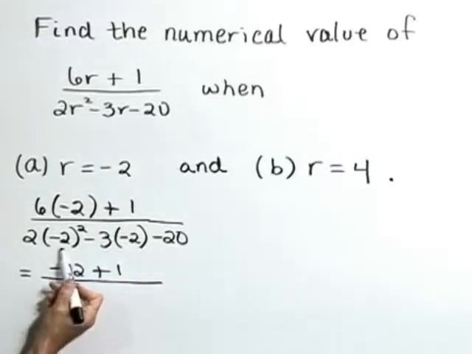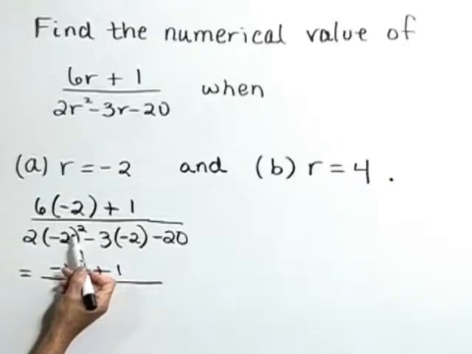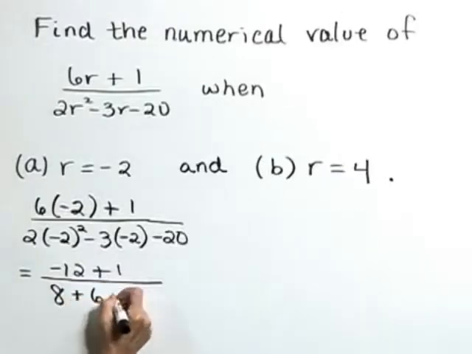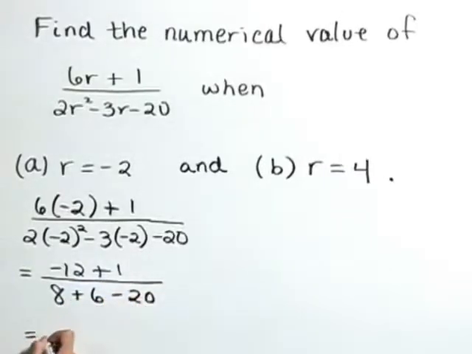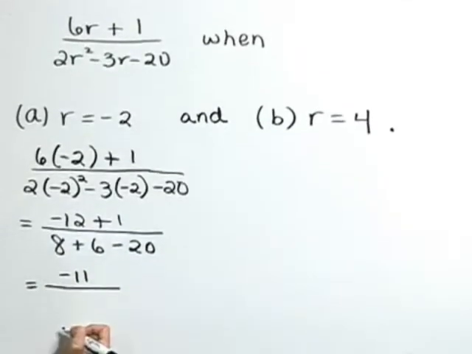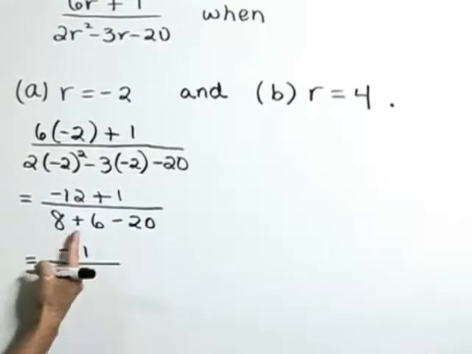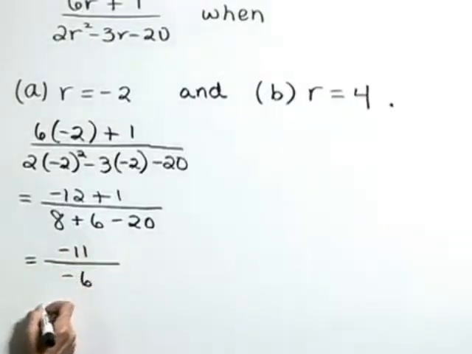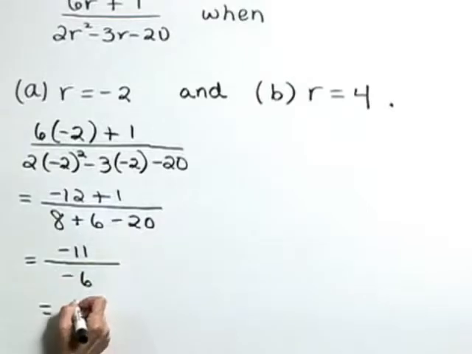In the denominator, (−2) squared is 4, times 2 is 8. −3 times −2 is a positive 6, and our minus 20. So the numerator is −11. In the denominator, 8 plus 6 is 14, minus 20 is −6. And this gives a quotient of positive 11/6. Therefore, evaluating for r equal to −2 gives 11/6.